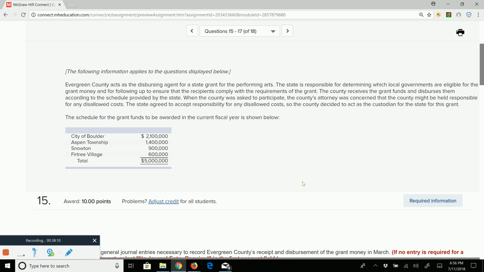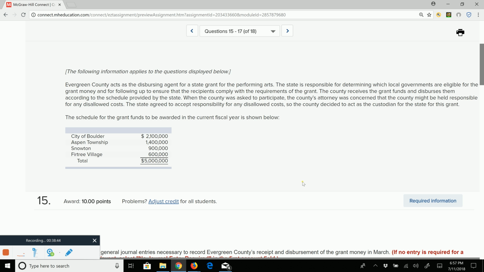All right, so we have a county, Evergreen County. They act as a dispersing agent for a state grant for the performing arts. The state, now not the county, we're talking about the county in the first sentence. In the second sentence, we're saying the state, which is a completely separate government entity. The state is responsible for determining which governments are eligible for the grant money and for following up to ensure the recipients comply with the requirements of the grant.